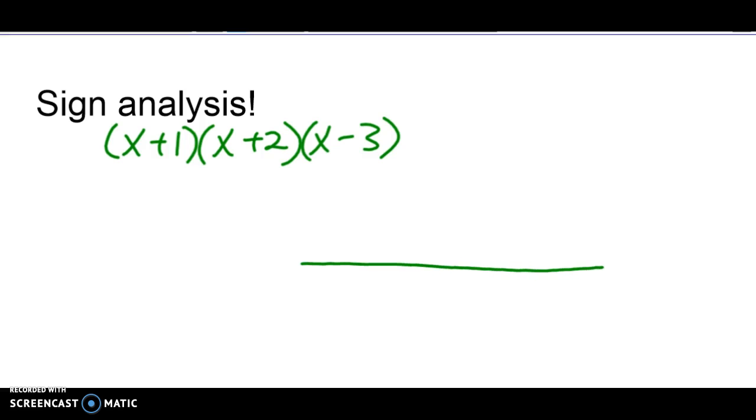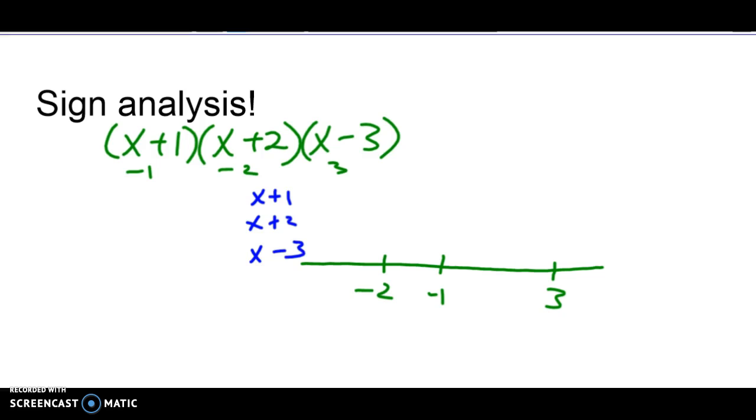So if you can imagine this being our x-axis, and we know the zeros will be at -1, -2, and 3. So I'm going to put them on here. Try to kind of keep them separate. And then I'm just going to sort of make a chart, putting my factors in a vertical column like this: x plus 1, x plus 2 and x minus 3.